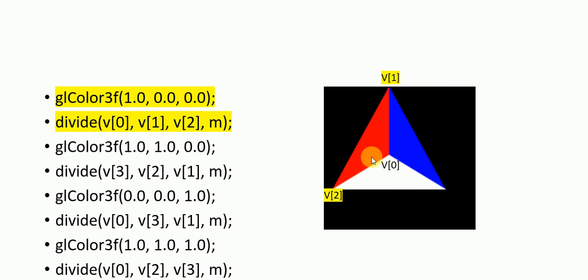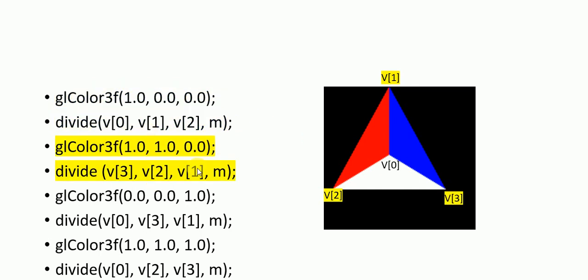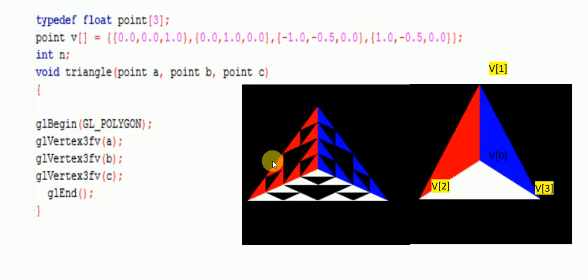So this part, that is V0, V2, V1 and V2. Again the divide function is called for this one. So it will do the same thing we saw in the previous slide. It will divide this according to the number M. It will call the recursion that number of times and complete it. Again for the below one, this is yellow, and this is blue, this is V0, V1 and V3 and V1. And the last one is the tetrahedron.